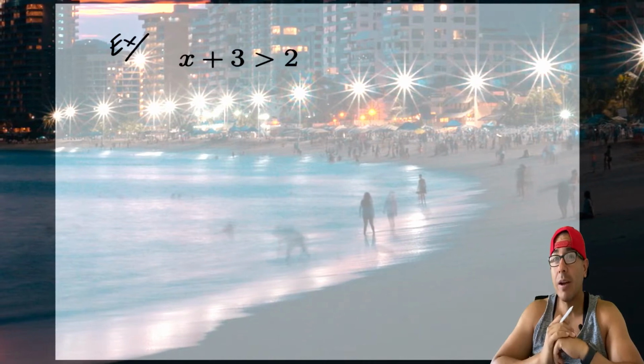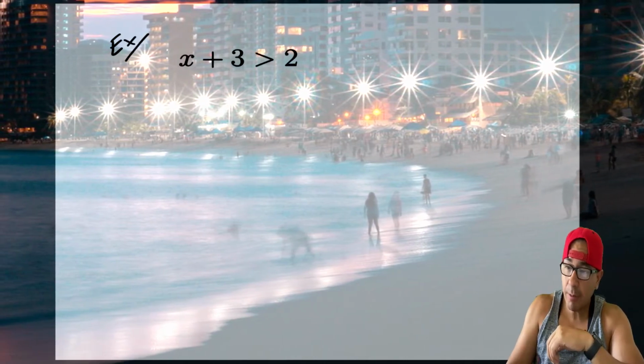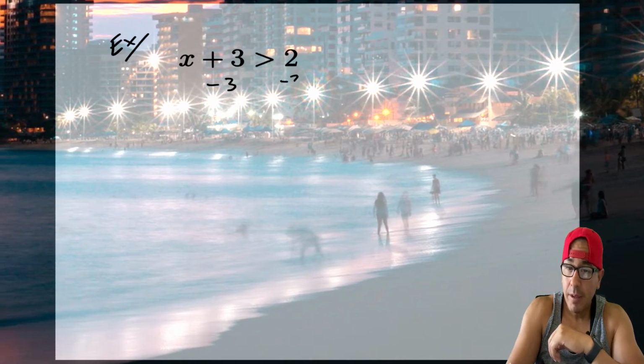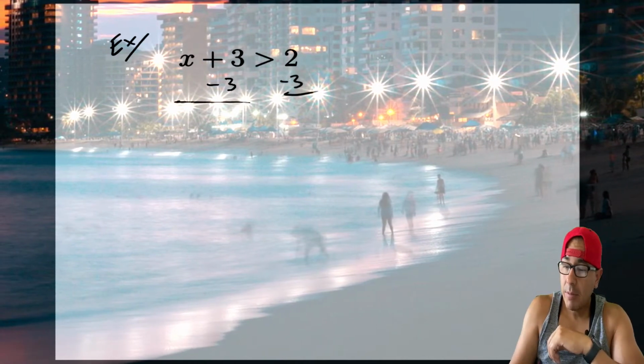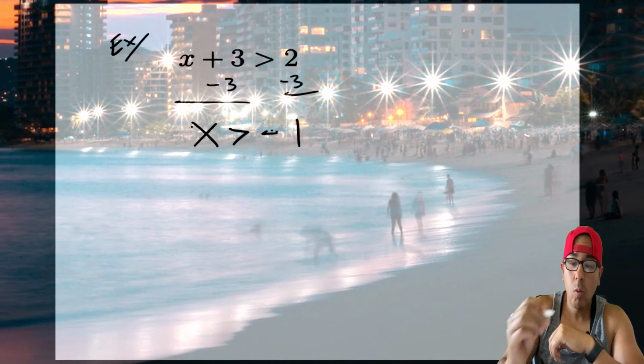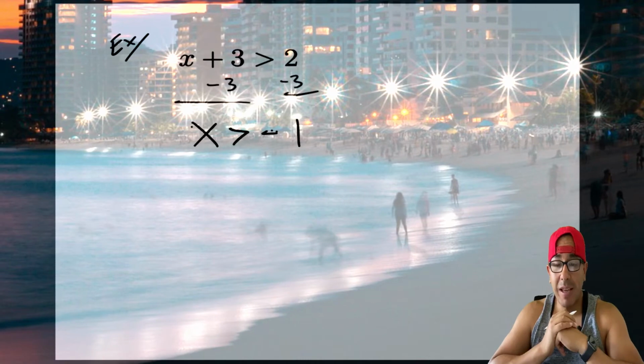Your x variable, always have it on the left hand side. You're going to find out right now why. So check this out. We're going to go ahead and subtract 3 from both sides. All right, so we end up with x is greater than -1. So x is greater than -1.